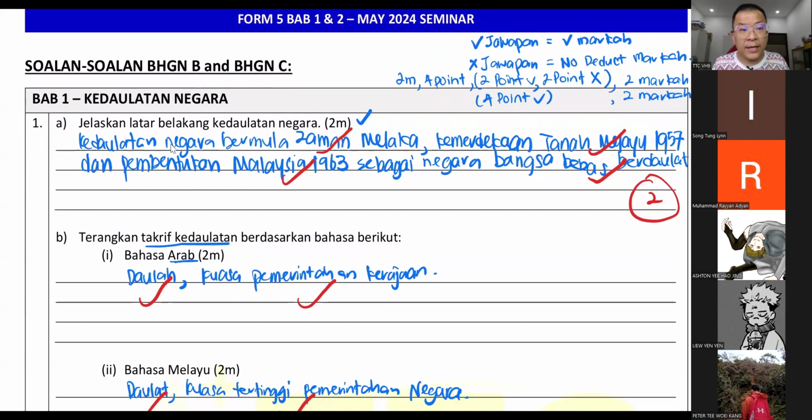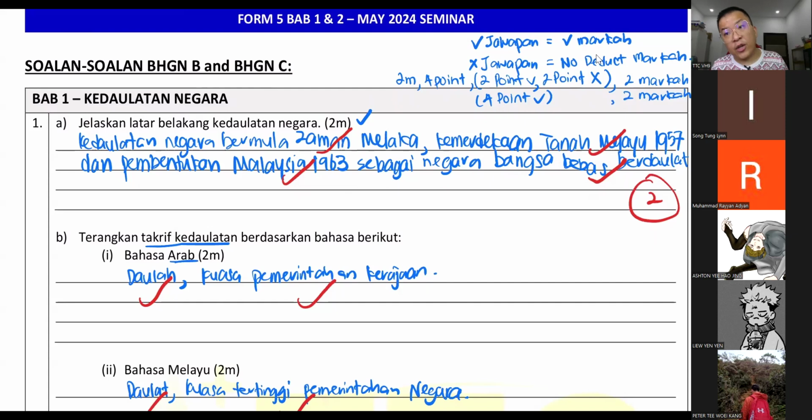You straight away can say kedaulatan negara bermula zaman Melaka, kemerdekaan tanah Melayu 1957, dan pembentukan Malaysia 1963 sebagai negara bangsa bebas berdaulat. Okay, you write like this, got 4 points. 4 points, maximum you'll get 2. That is how your teacher will mark. Tick, tick, tick, tick, then 2. Maximum really.